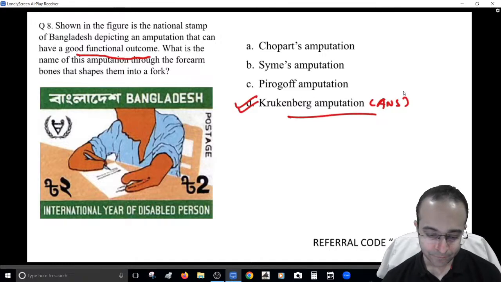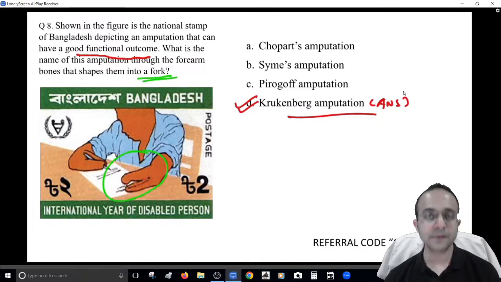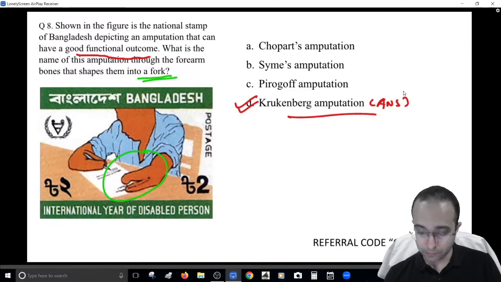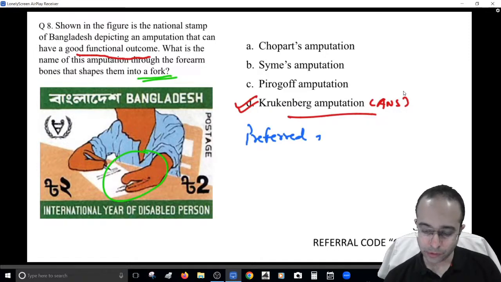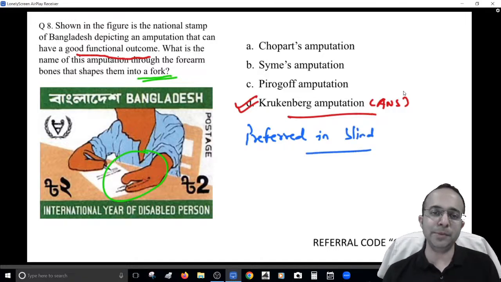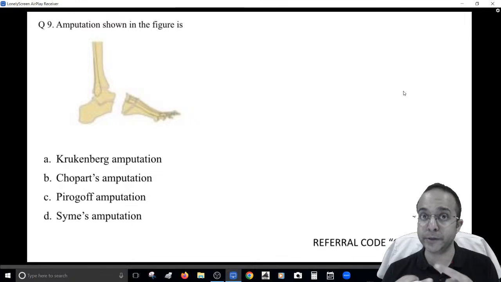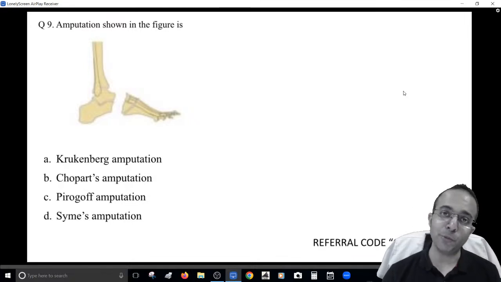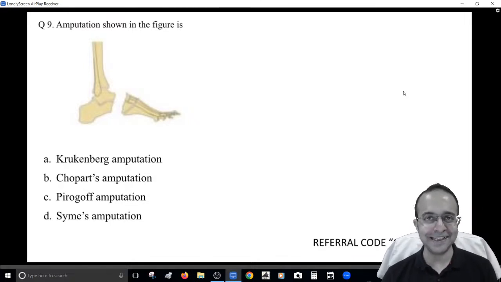You make a fork with these forearm bones like this, and this is a functional fork. And since it's a functional fork, this is an amputation, but it's specifically preferred in blind people, because in blind people you have to give them maximum function. So that is what these Bangladeshis are trying to show, that they rehabilitate their blind people by giving them those amputations that are functional. That is the whole idea.